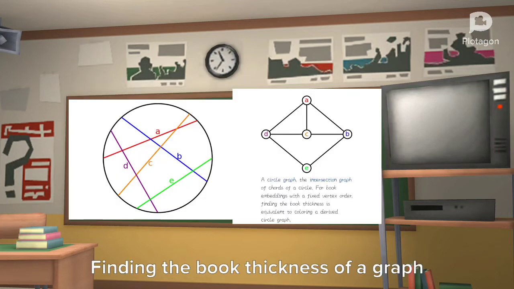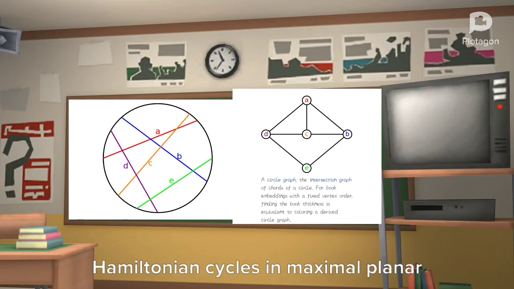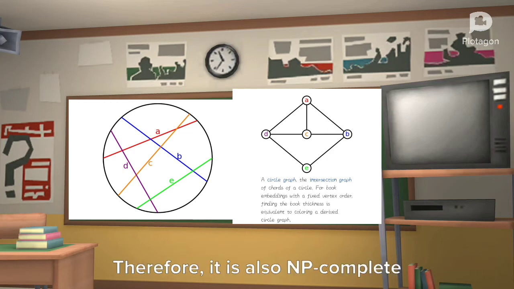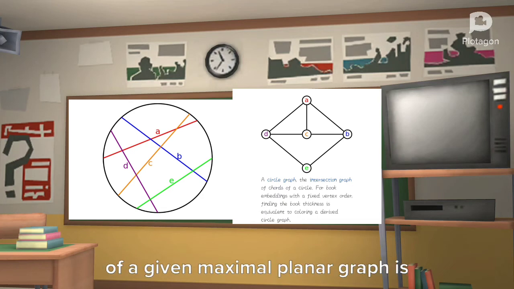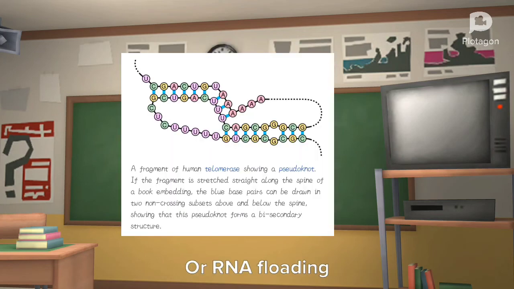Finding the book thickness of a graph is NP-hard. This follows from the fact that finding Hamiltonian cycles in maximal planar graphs is NP-complete. In a maximal planar graph, the book thickness is 2 if and only if a Hamiltonian cycle exists. Therefore, it is also NP-complete to test whether the book thickness of a given maximal planar graph is 2. You can apply it to traffic control, graph drawing, or RNA folding.